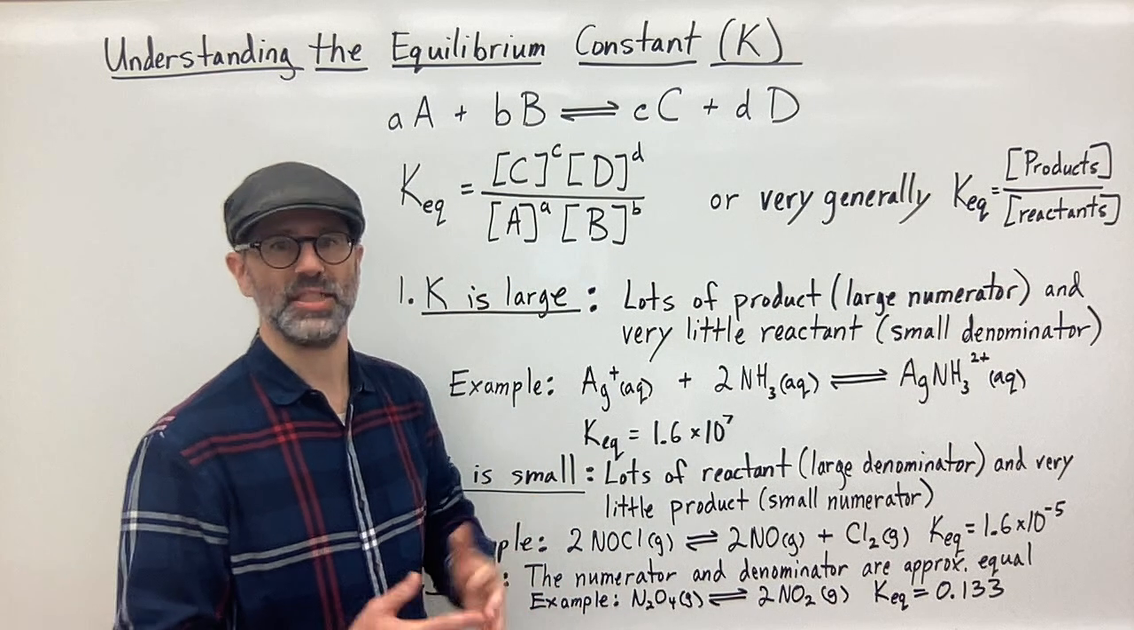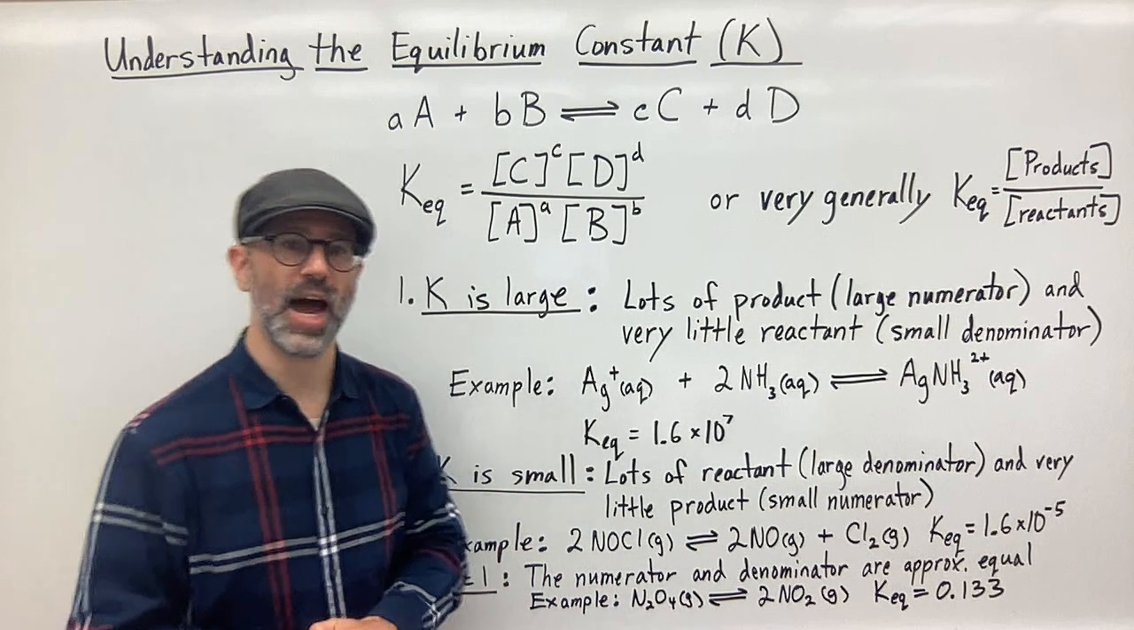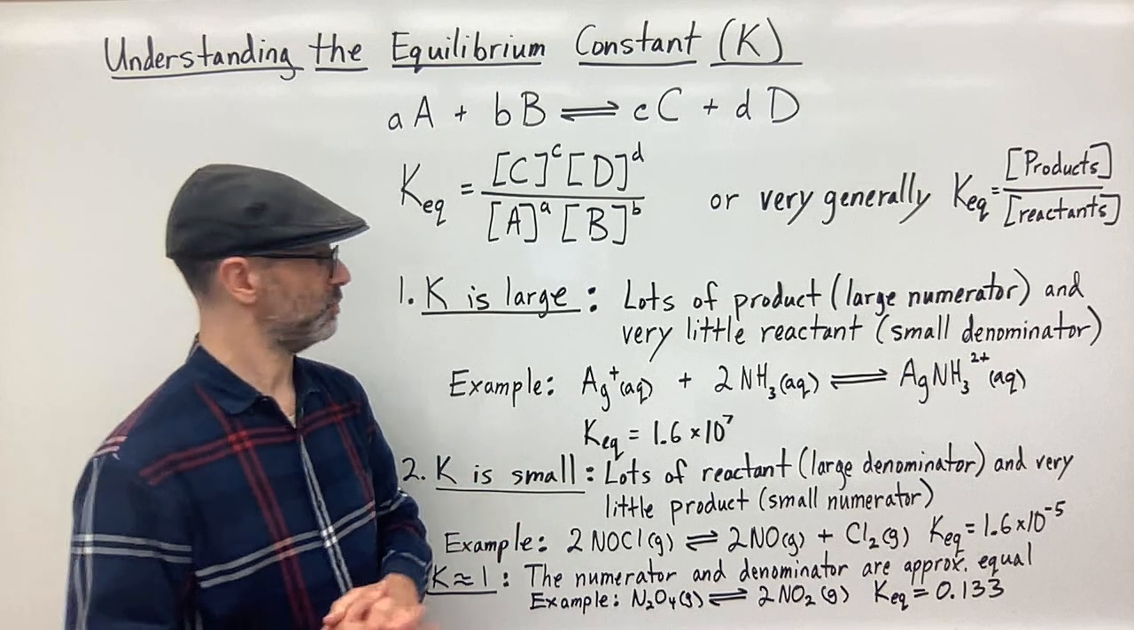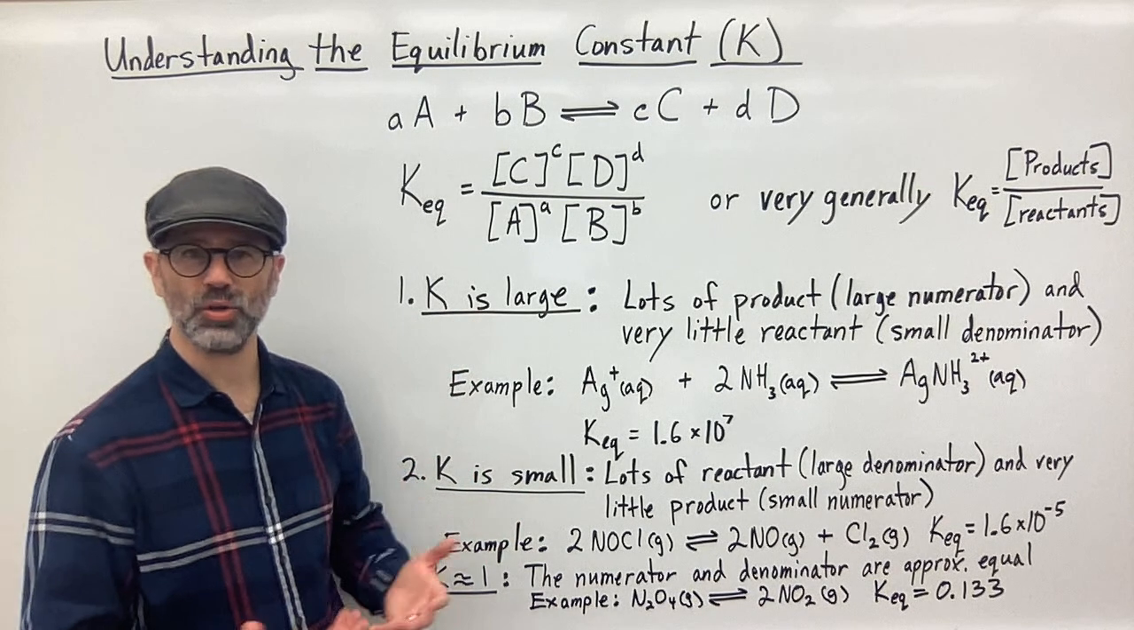In a more simplistic way, that might be helpful to see or understand what's going on when we have a large or small K value. So let's talk about K as large, small, or close to 1.